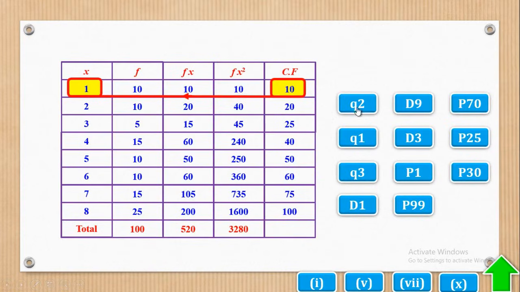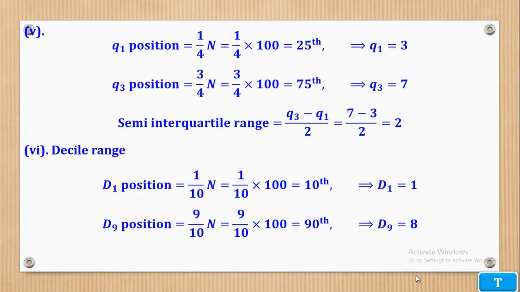Now if you look at this, for example, D9, 90 is here because this is 75, which is less, but we want a value which is slightly greater than or equal to. So from 75 we go to 100, meaning that 90 is enclosed in this 100. Therefore the corresponding value of x is 8, meaning that our D9 is 8. Now that I've got D9 and D1, I can get my decile range by subtracting the 2 to come up with 7, which they want.